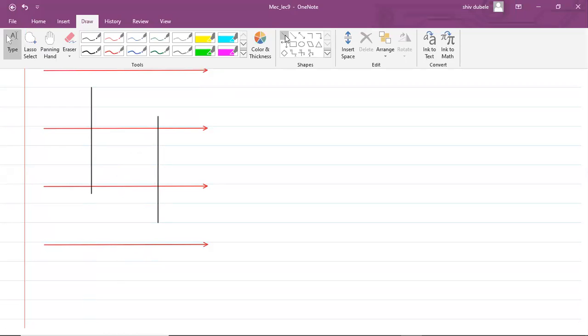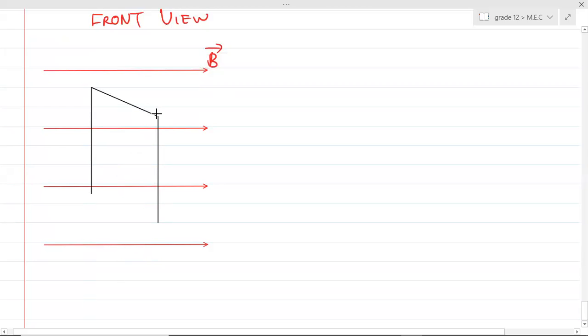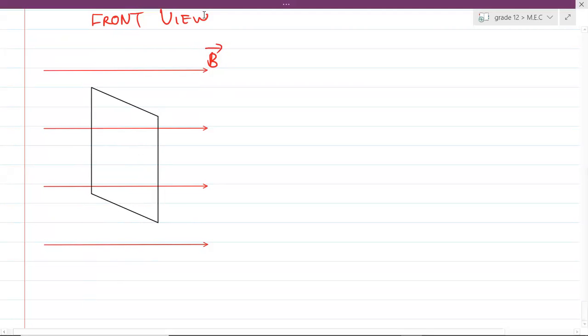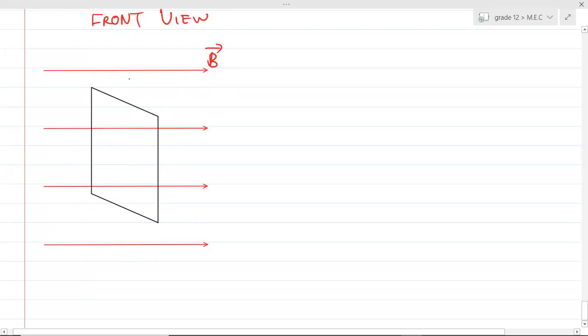Guys, please draw the diagram very carefully. I am drawing it carefully so that at least you can understand what I am drawing exactly. So basically, guys, can you see a loop? Is everyone able to see a loop? Yeah. This is the axis of the loop. This is your A, B, C, D.